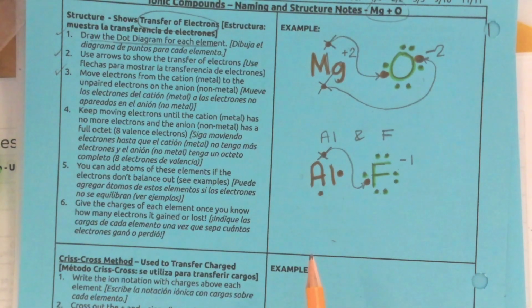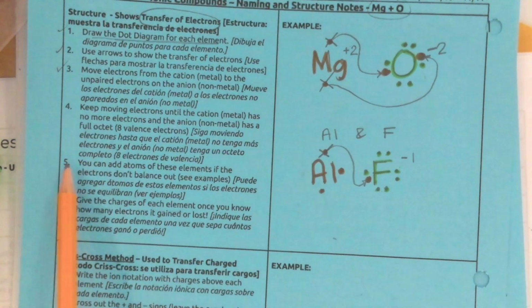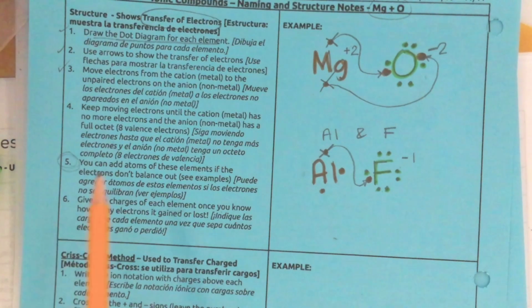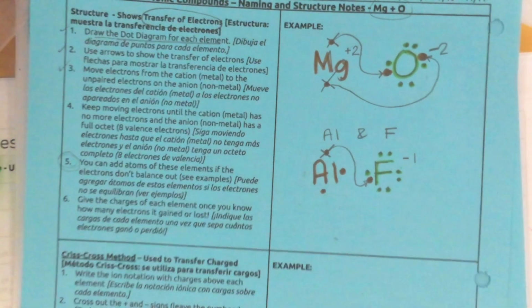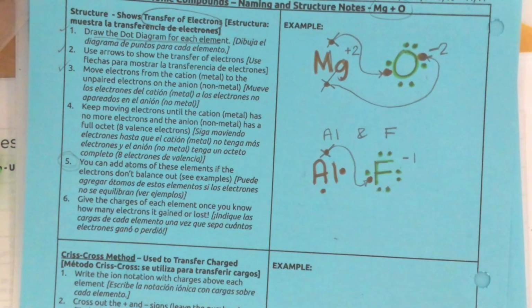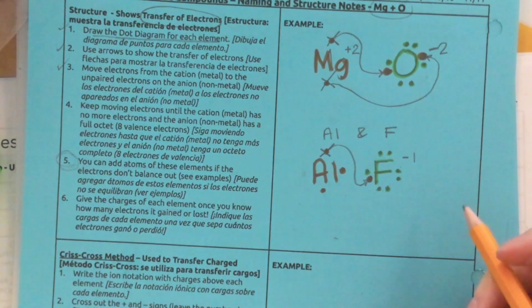And that isn't what it wants. It wants to get rid of all of them. So this is where step 5 comes into place. Okay? So you can add atoms of these elements if the electrons don't balance out. Check it, right? They don't balance out.